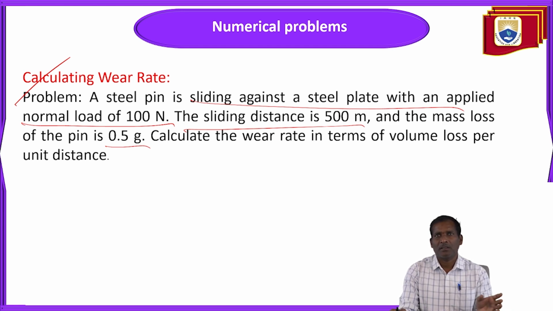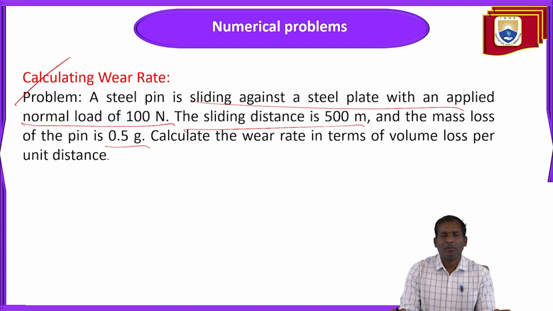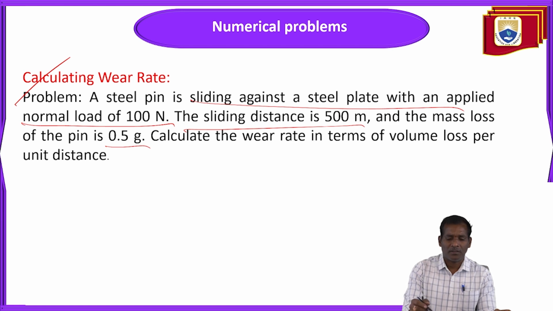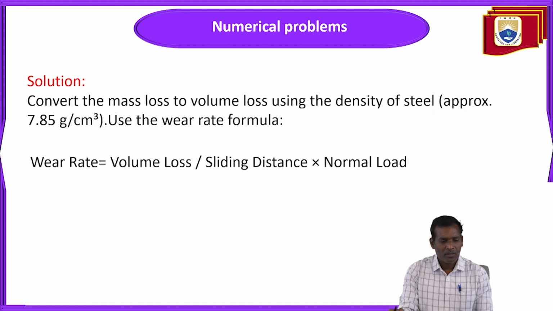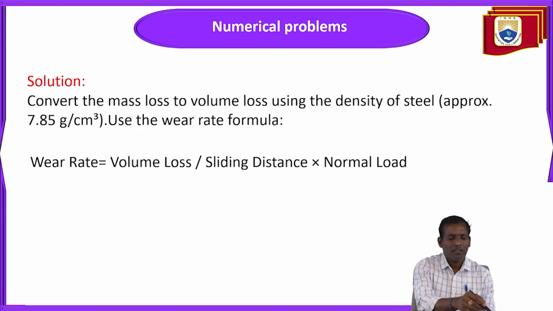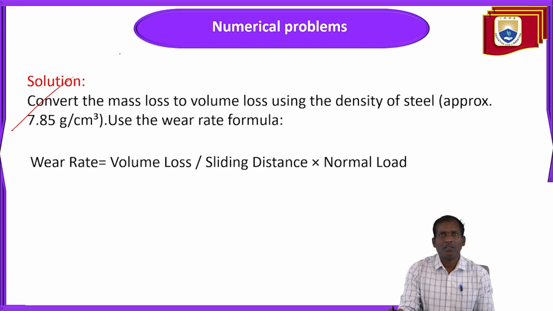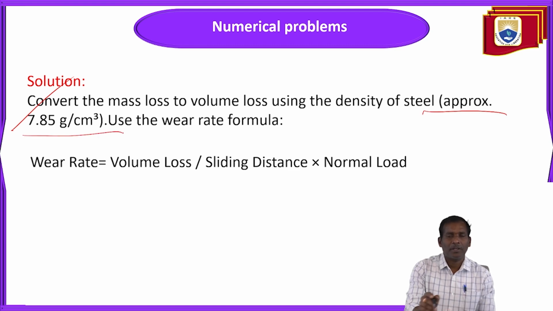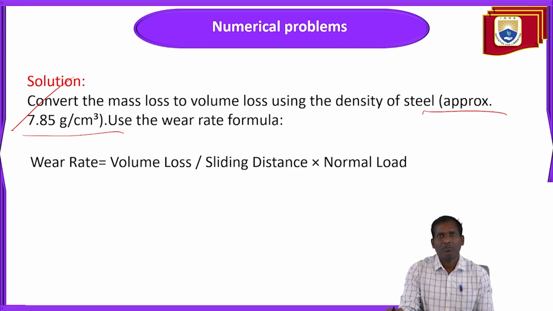So what has been asked here is the wear rate. The given values are a normal load of 100 newtons and a sliding distance of 500 meters. The solution: first convert the mass loss to volume loss using the density of steel, approximately 7.85 gram per centimeter cube. Then use the wear rate formula.